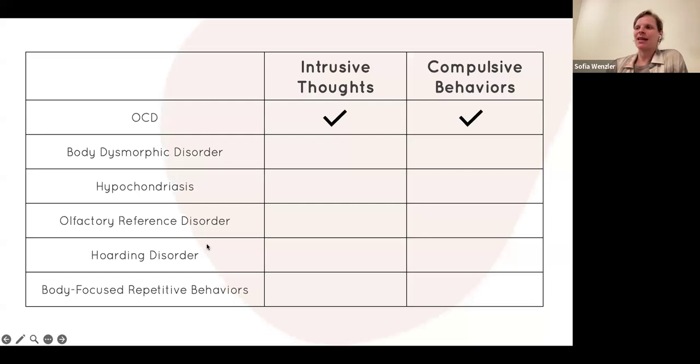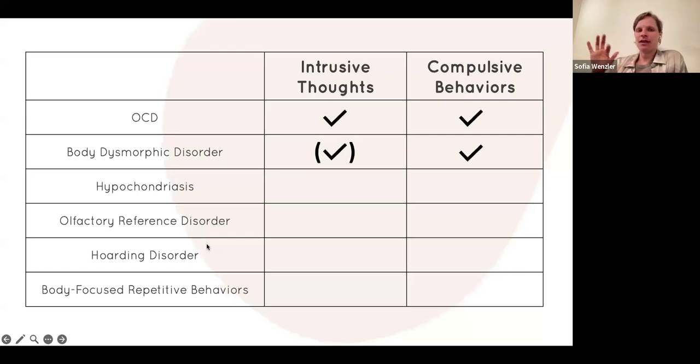So now I hope, in a less boring way, you have some idea of what all of those disorders mean. And let's see if they all are similar to OCD in terms of intrusive thoughts and compulsive behaviors based on what we just learned. So I would say body dysmorphic disorder is very, very close to OCD in its symptomology. You have recurrent unwanted thoughts that cause distress for sure, and you have highly compulsive behaviors.